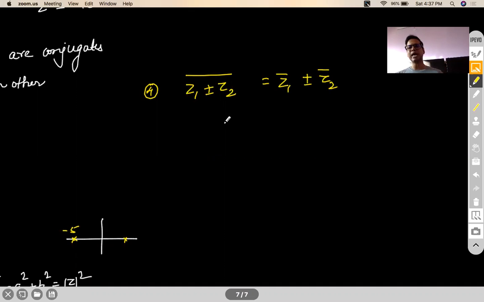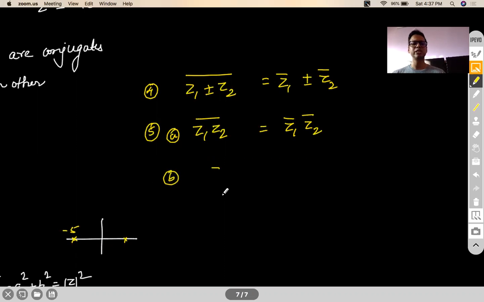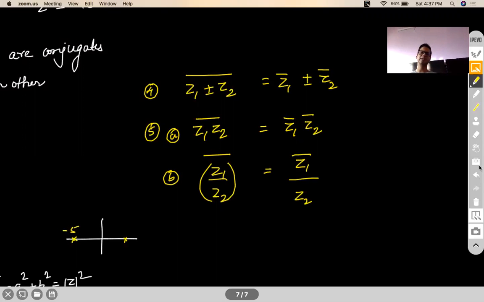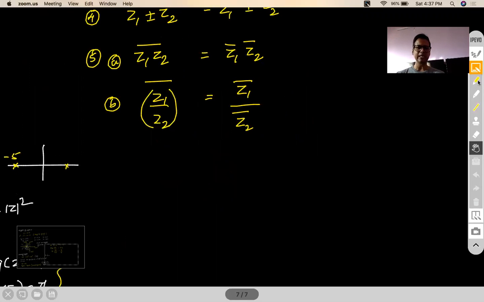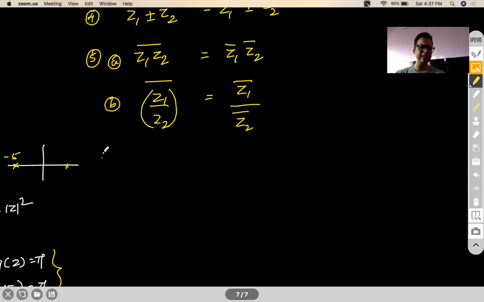Okay. So when you add or subtract and then take a conjugate, it is as good as adding or subtracting their conjugates. Same goes with multiplication and division. If you conjugate the product of two complex numbers, it is as good as the product of their conjugates. Let me write it as A. And if you write the quotient of two complex numbers and take its conjugate, it is as good as the ratio of their conjugates. Okay. Now, certain properties which will be very helpful later on.